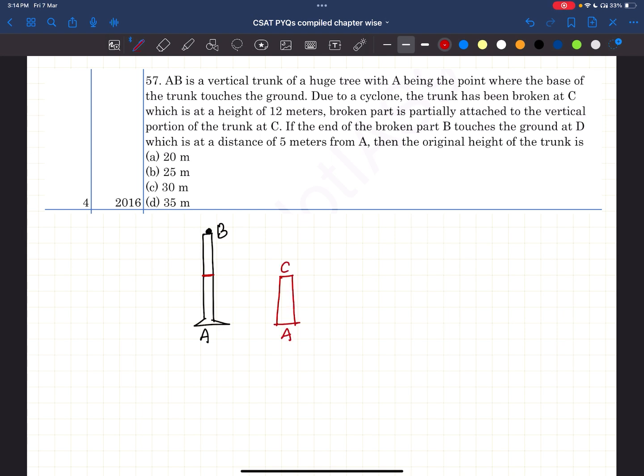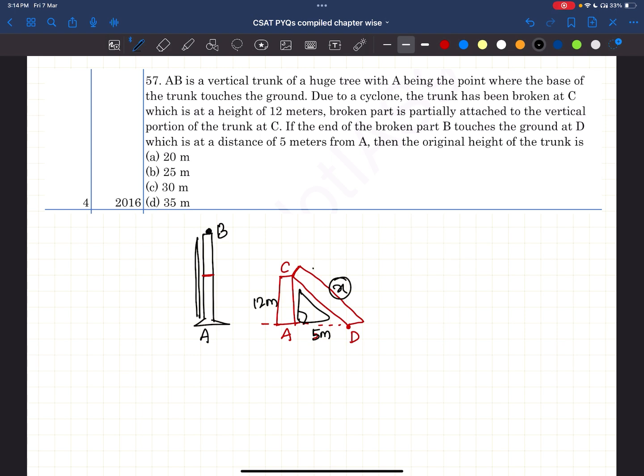Since it got broken, the broken part has fallen and is touching the ground at point D. This distance is 5 meters, and he has given this as 12 meters. Simply, this is a right angle triangle. He is asking for the entire height of the trunk. We'll find this value first, and then we'll add 12 to this value to get the height of the tree.